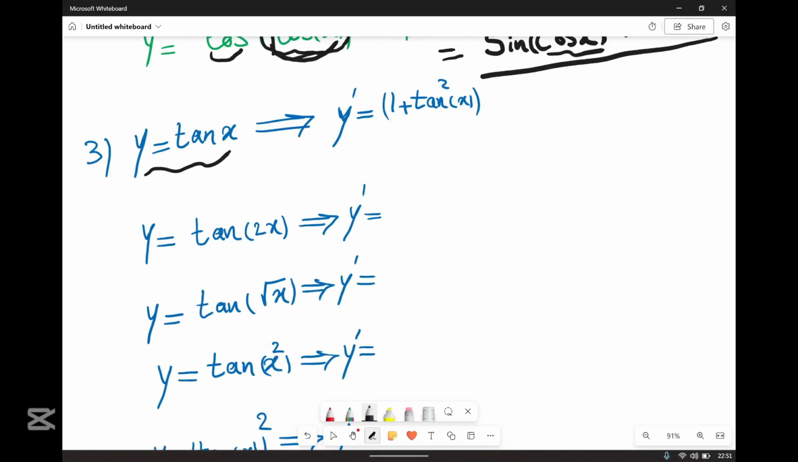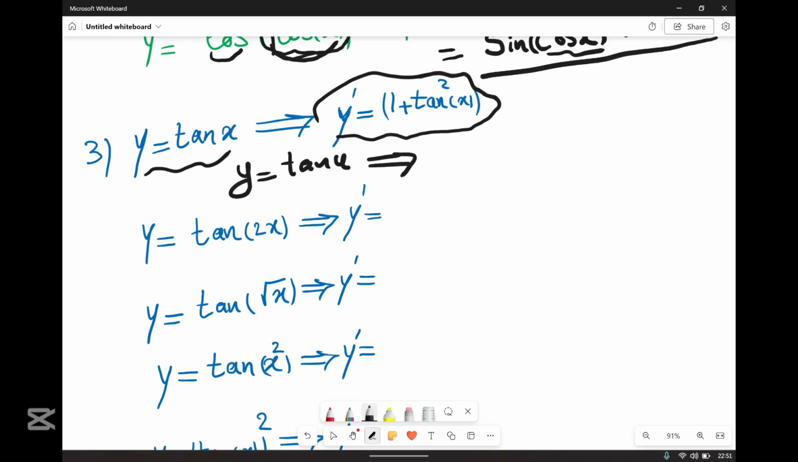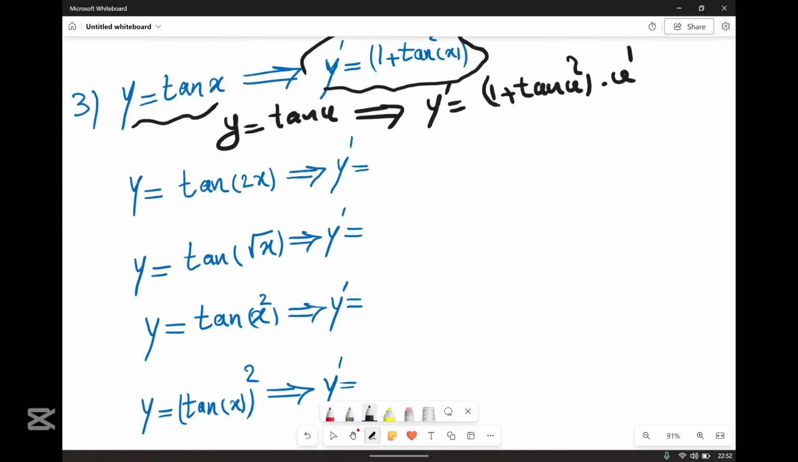What about the tangent? The derivative of tangent x is 1 plus tangent x to the power 2. Can you guess, for y equal to tangent of u, what is the derivative of this? Yes, tell me. It is 1 plus tangent u squared times u prime. Do you agree with me? It has the same procedure.